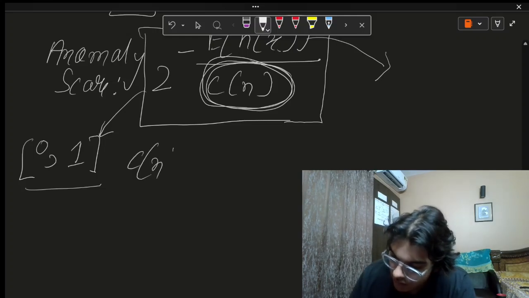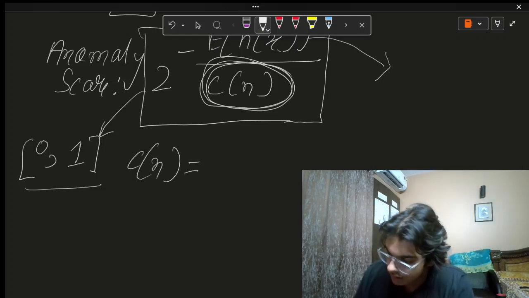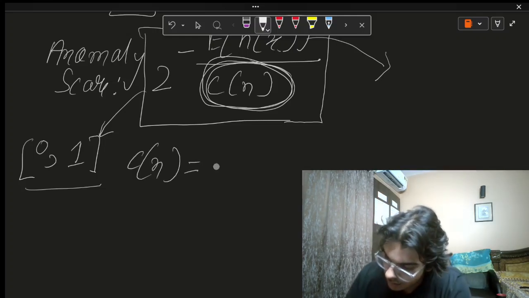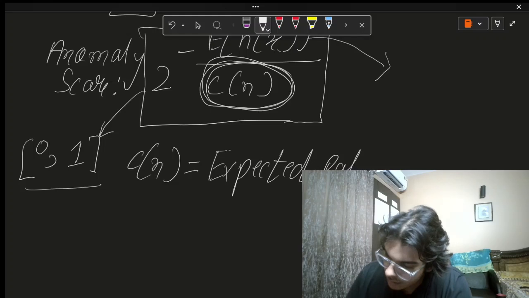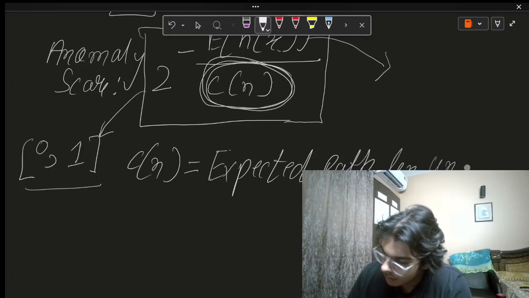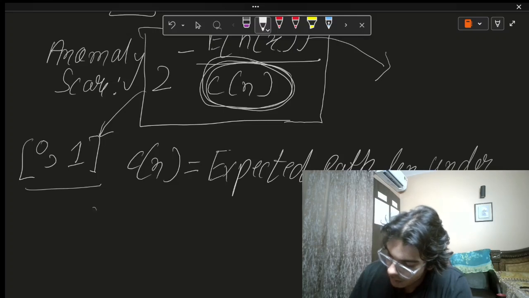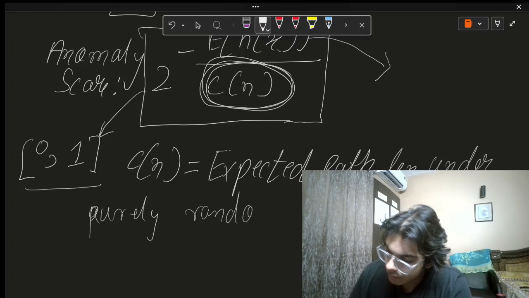This C(n) is the expected path length under purely random partitioning. So this is the baseline value that we compare against.